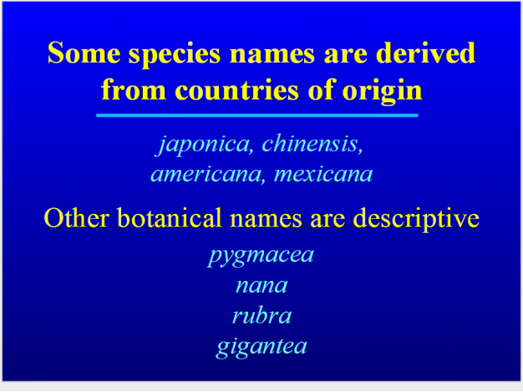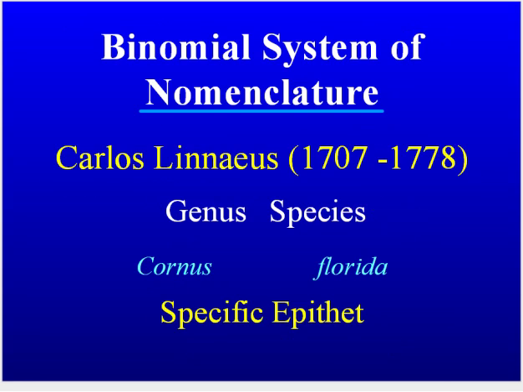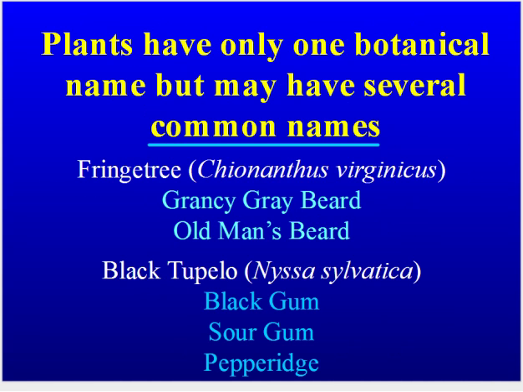Okay, some species names are derived from the country of origin. Let me back up a little bit. All right, go back up to here. Notice this Calycanthus floridus. That floridus is a species. Okay, here's a good example. Chionanthus virginicus. Again, Chionanthus is the genus. Virginicus is the species, and it comes from Virginia.